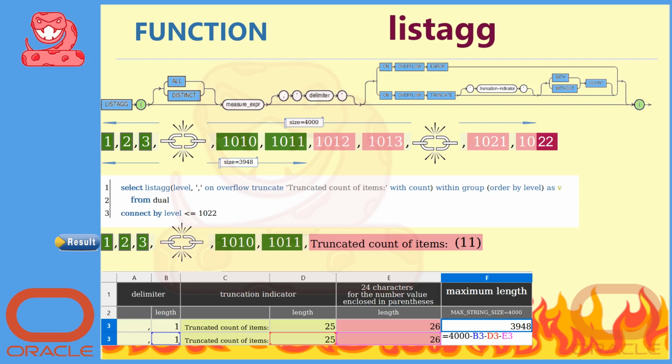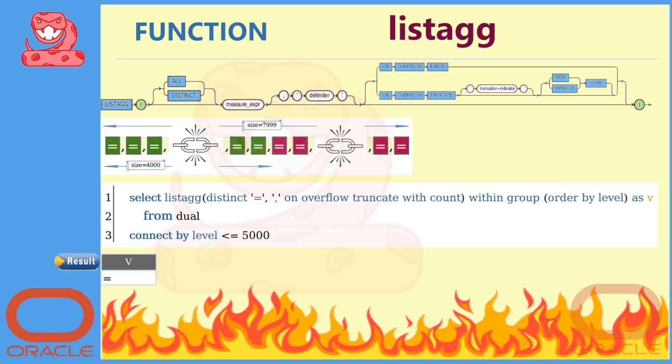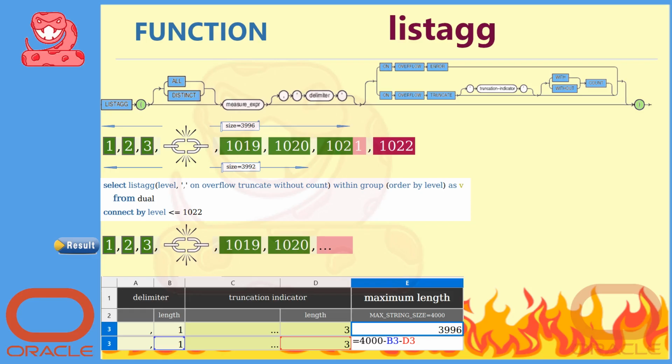The truncation indicator can be arbitrary. Example, where the truncation indicator is truncated count of items. The truncation indicator can also be an empty string. With the distinct instruction, duplicates are suppressed first and then aggregated into a string. If you specify without count, then the database omits the number of truncated values from the return value.